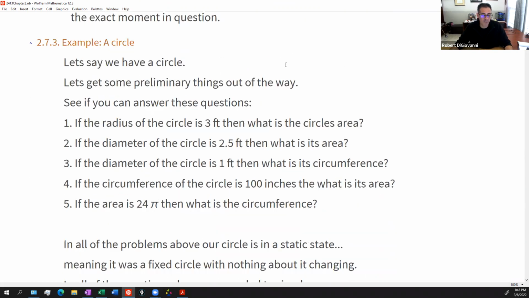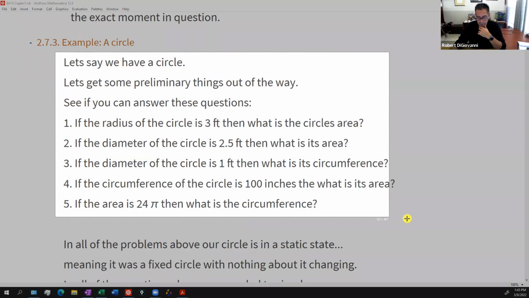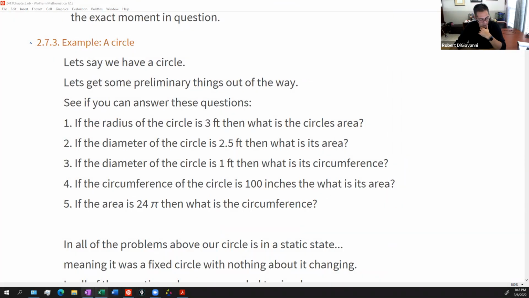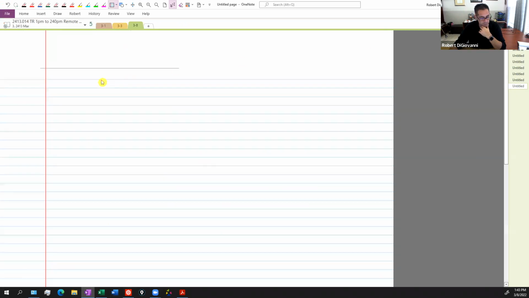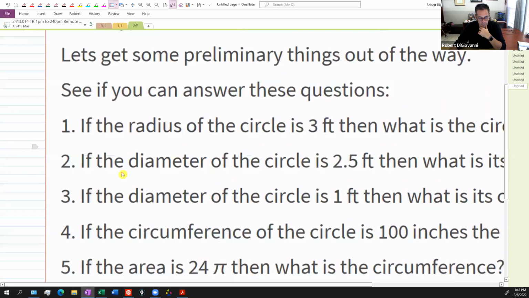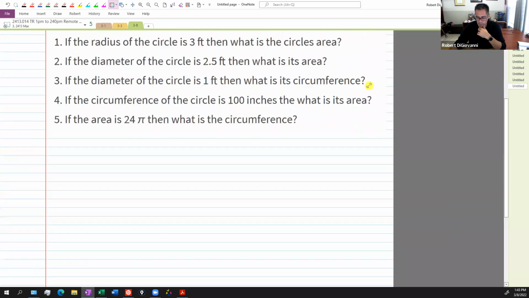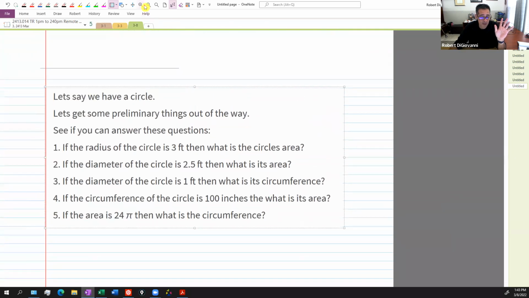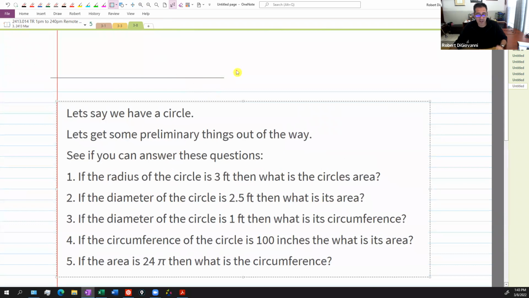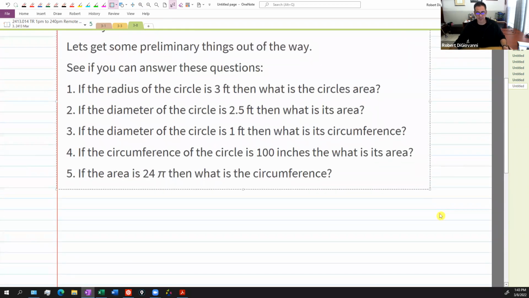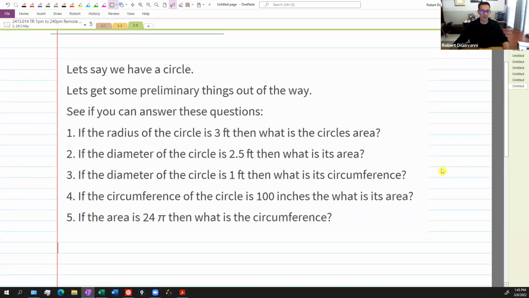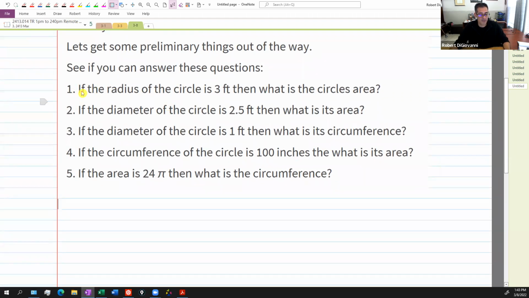So we're going to start off with, I just want us to focus all of our attention on a circle. So I'm going to copy this real quick, and let's go to our notes and talk about this. I'm just talking about a circle right now. This could be any geometric shape, but we're just going to start with baby steps, circle. All right, so let's get some preliminary things out of the way. First question, if the radius of a circle is 3 feet, then what's the area?